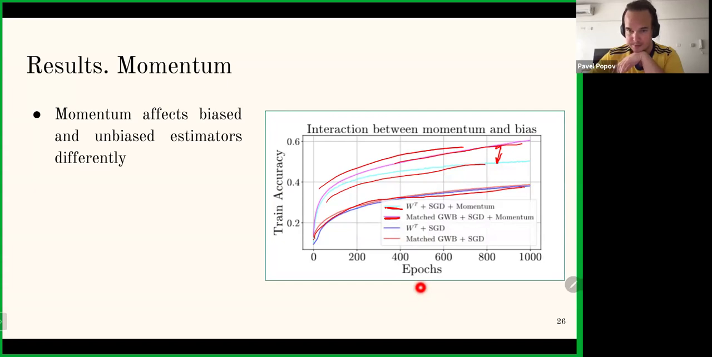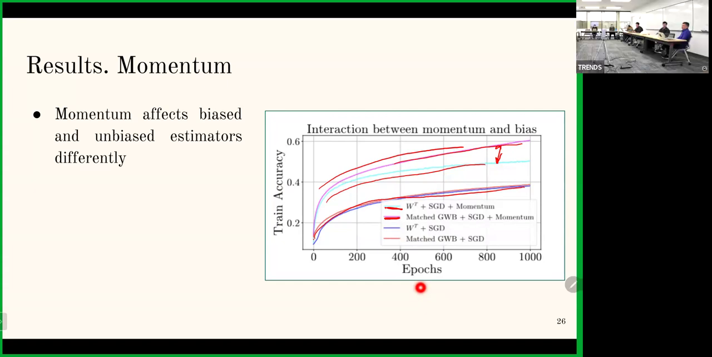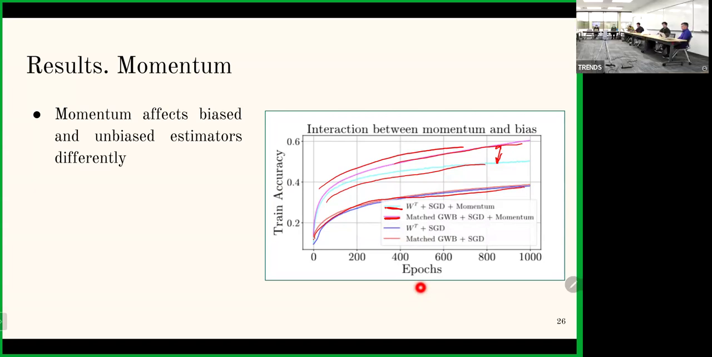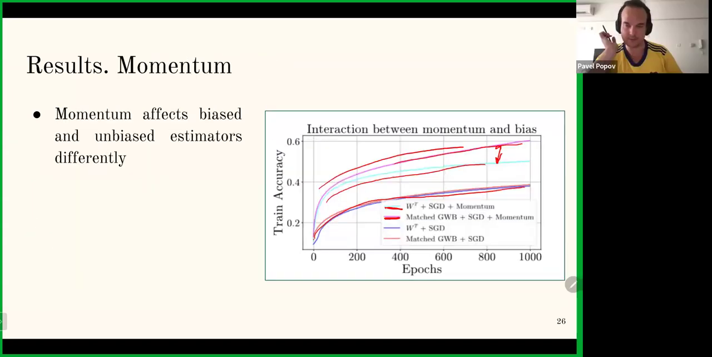What is matched? Matched means the matched cosine similarity between W transpose and the output of forward gradient. So these results show that there is a strange interaction between momentum and the bias of their methods.